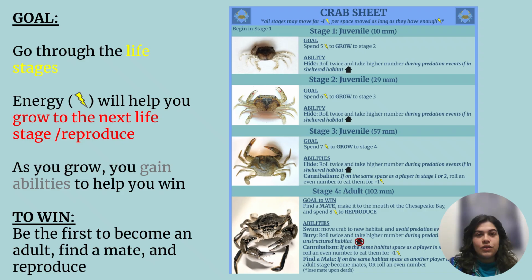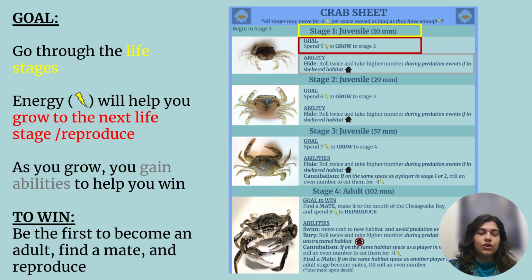For the gameplay, the goal of the game is to collect energy and go through the different life stages, starting in your youngest life stage and then spending that energy to either grow or, once you're an adult, to reproduce. Along the way, you'll also gain different helpful abilities depending on how big you are. And so the goal, in order to win, is to be the first to become an adult, make it to the mouth of the Chesapeake Bay, and reproduce without dying.